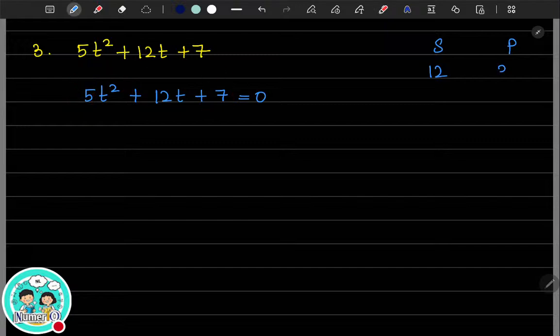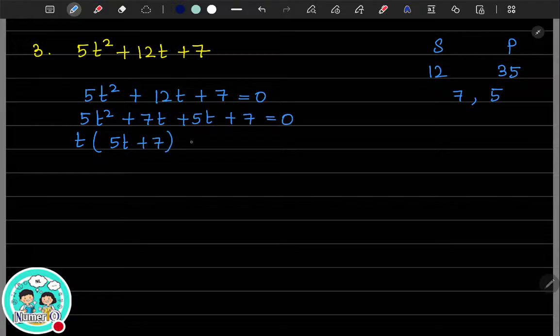So you have 35, and we know 7 5s are 35. So 7 and 5 are the two numbers for your middle term splitting. So let's write that 5t square plus 7t plus 5t plus 7 is equal to 0. You can take t common out. So you have 5t plus 7. Again plus 1 common out. You have 5t plus 7 equal to 0. So 5t plus 7, the other term is t plus 1 equal to 0.